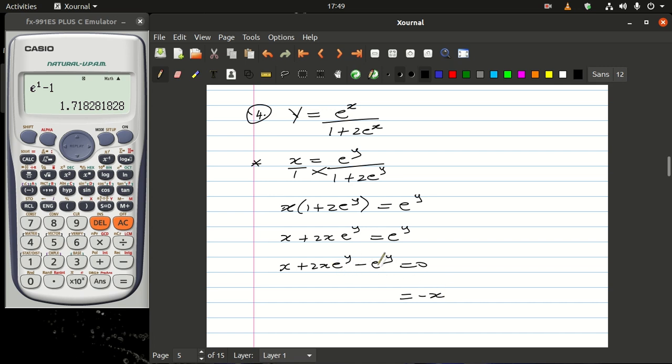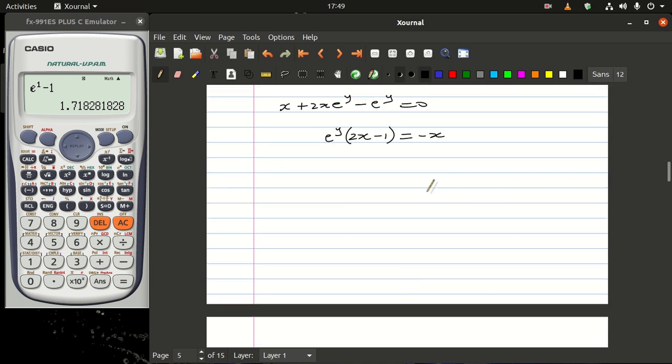And then between this one and this one, I have a common factor there. I will have e to the power y, and then I have 2x minus 1. So that's how I end up factorizing that piece over there. And then e to the power y can be isolated if I divide both sides by this chunk here. So we'll end up having minus x divided by 2x minus 1.